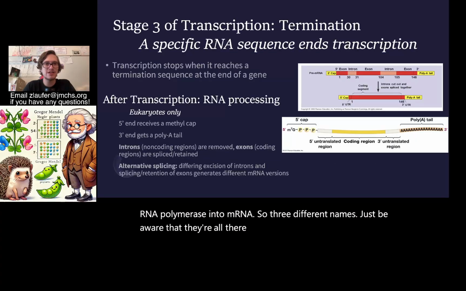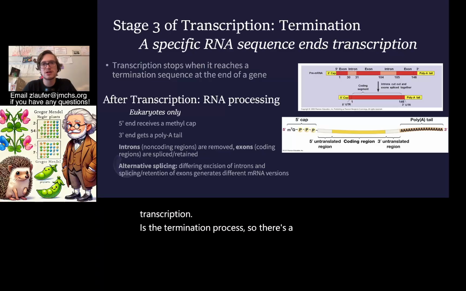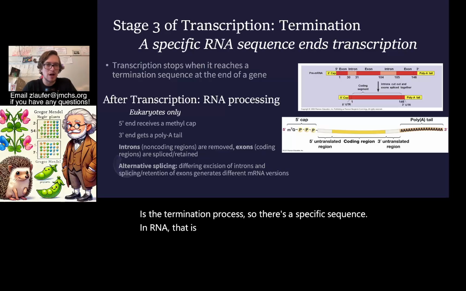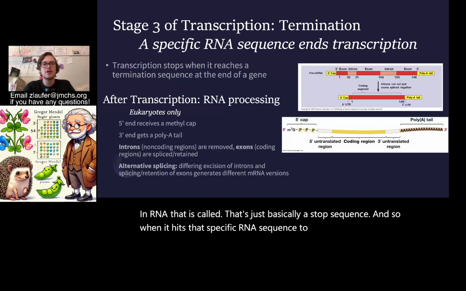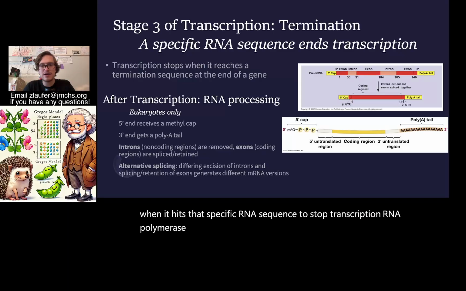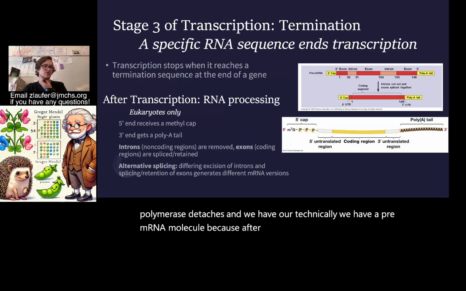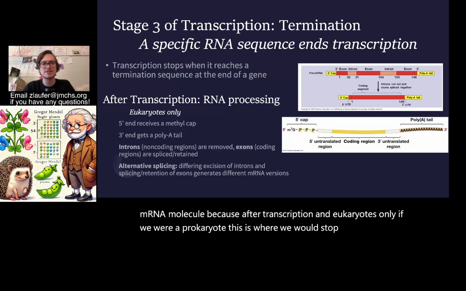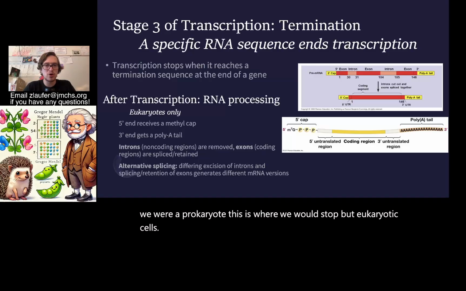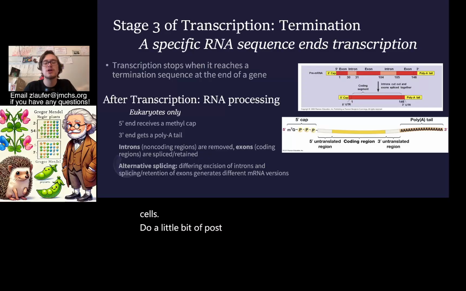Then finally we get to the end of transcription. It is the termination process. So there's a specific sequence in RNA that's basically a stop sequence. And so when it hits that specific RNA sequence to stop transcription, RNA polymerase detaches, and technically we have a pre-mRNA molecule. Because after transcription in eukaryotes only, if we were a prokaryote, this is where we would stop, but eukaryotic cells do a little bit of post-transcriptional RNA processing.